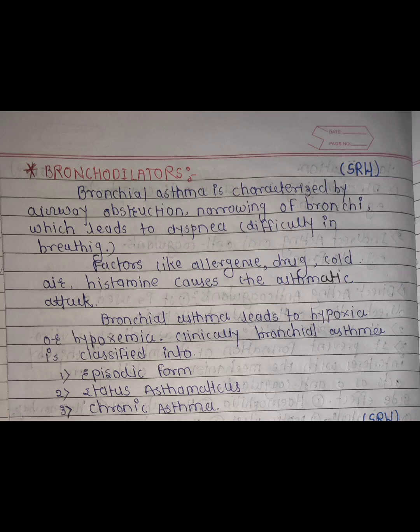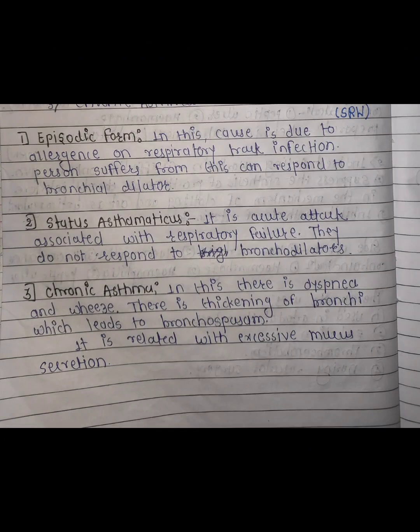The types of bronchial asthma are episodic form, status asthmaticus, and chronic asthma. In the episodic form, it is caused by allergens on the respiratory tract, and the person suffering from this can respond to bronchodilators. Status asthmaticus is an acute attack which is associated with respiratory failure. They do not respond to bronchodilators.